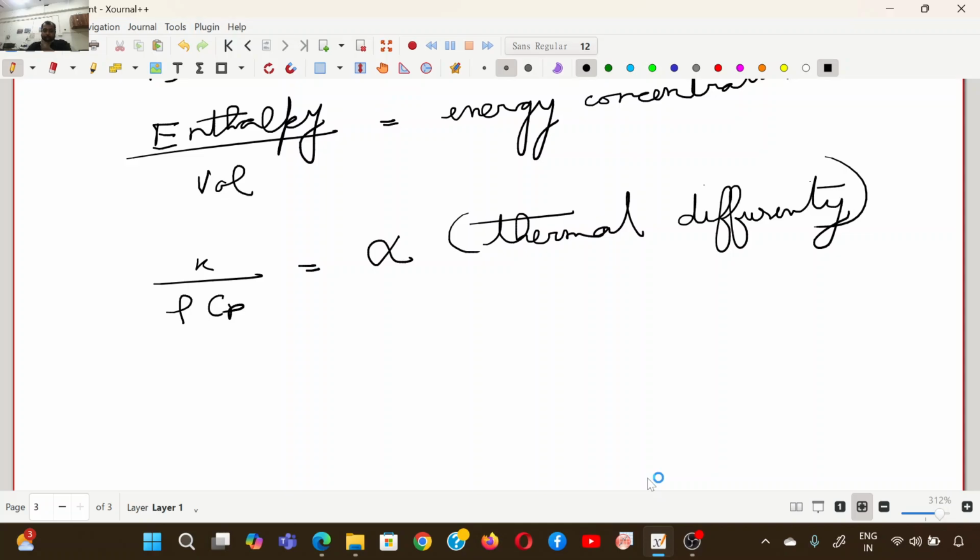The units of density is quite easy. It's kg per meter cube. Find the unit of K and find the unit of Cp. And from there you will get the unit of alpha.